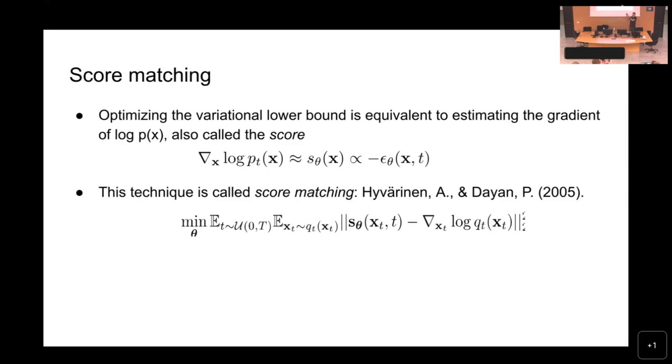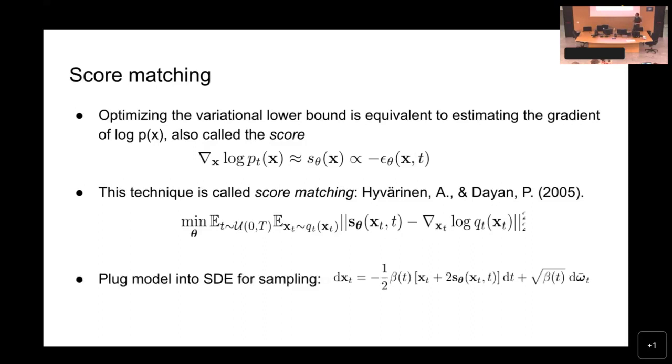It turns out that if you do the math, this is exactly the same as the thing we've been doing all along. The relationship is that the gradient of this intermediate is approximately equal to this model prediction, and this model prediction, in turn, is proportional to the predicted noise. So what you get is the predicted noise times the marginal noise level at that time step. So what we've been doing all along, although we formulated it as a VAE, can also be considered score matching.